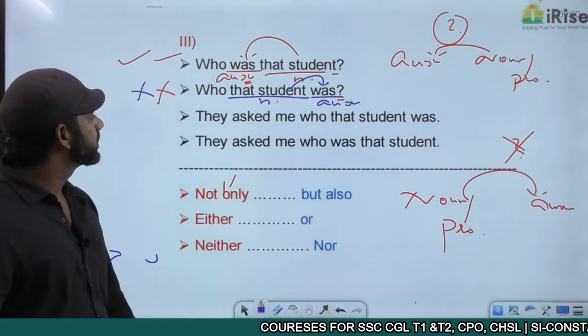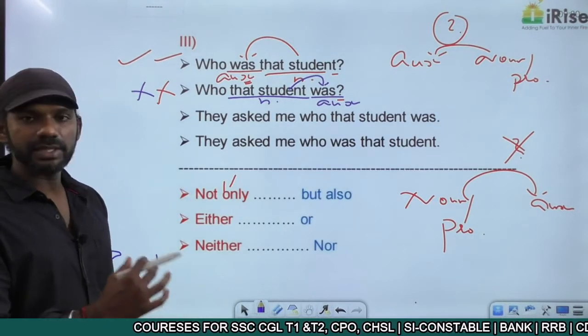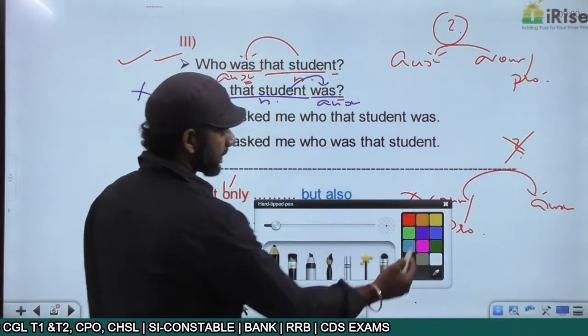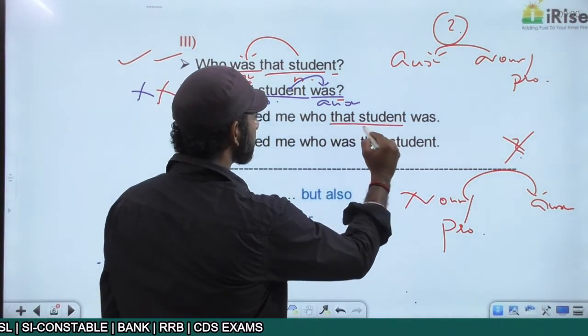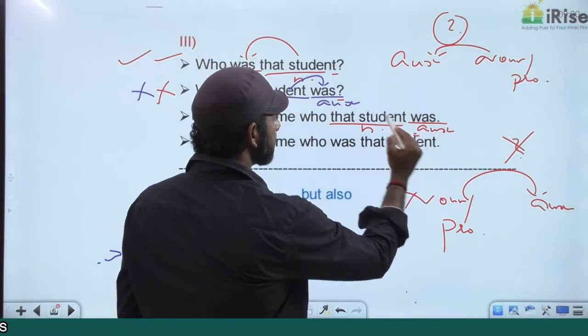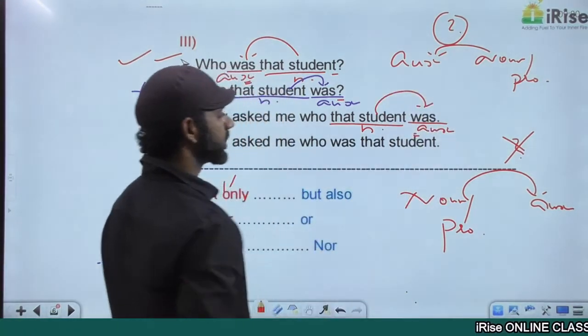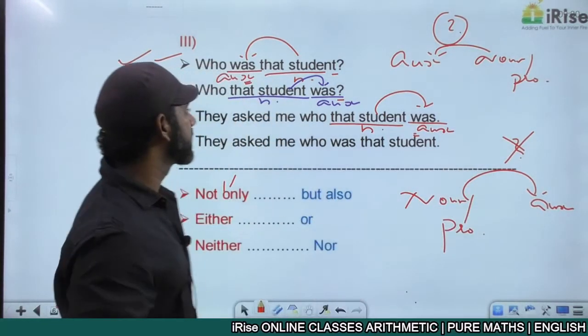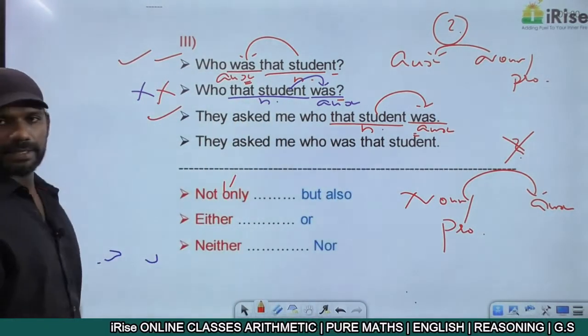Come to the statement now. They asked me who that student was, full stop, not interrogative. That student is a noun here. Was is the auxiliary verb. The auxiliary verb is coming after the noun. It is not interrogative, the auxiliary verb is coming after the noun, so grammatically correct.